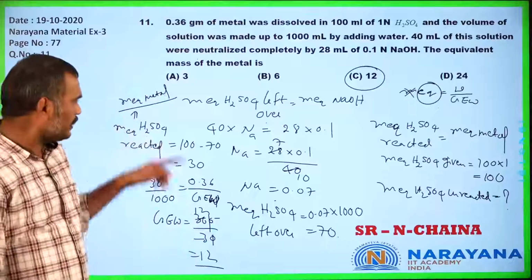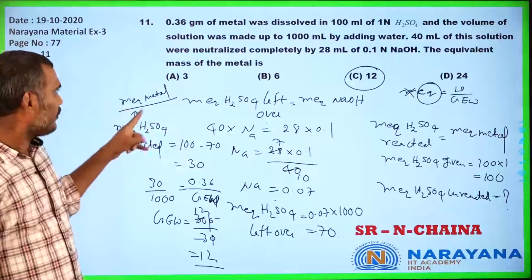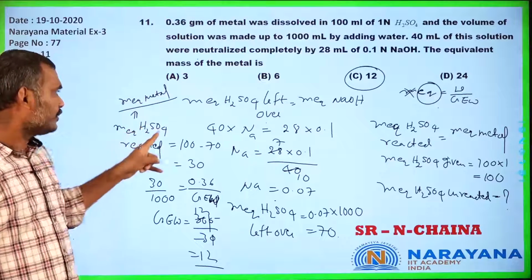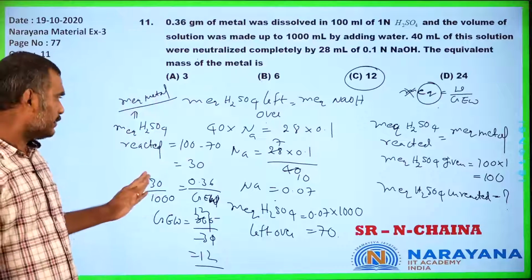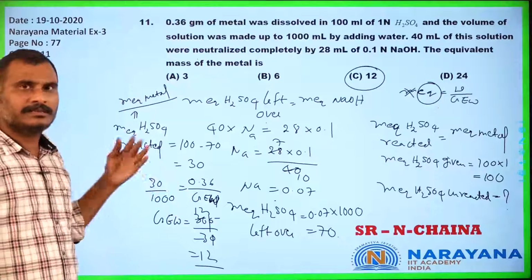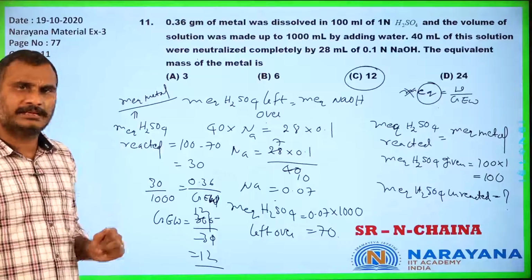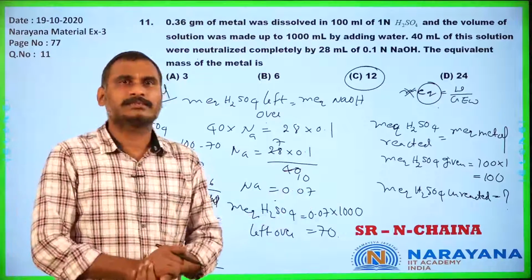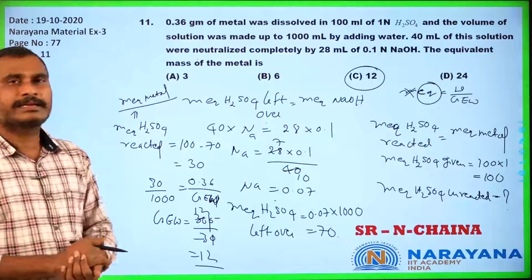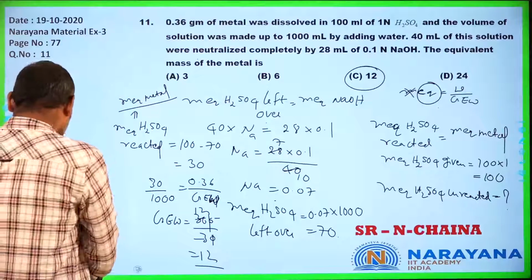Got the answer? The logic is: milli equivalence of the metal is equal to milli equivalence of H2SO4 reacted. Milli equivalence I am converting into equivalence, dividing by 1000, that is multiplying by 10 power minus 3. Then I am getting the answer. So in this way we get the answer to the question. Now go for the next question.